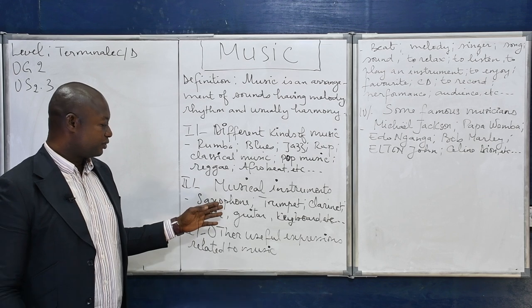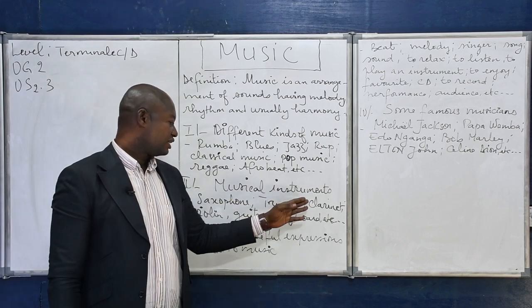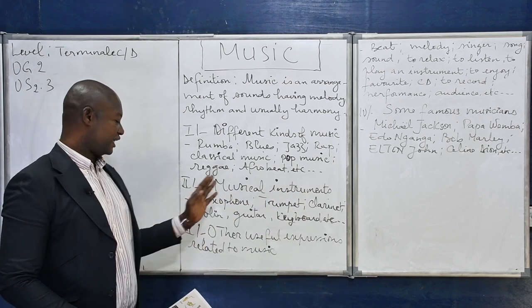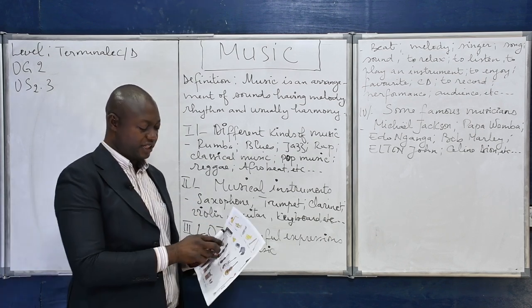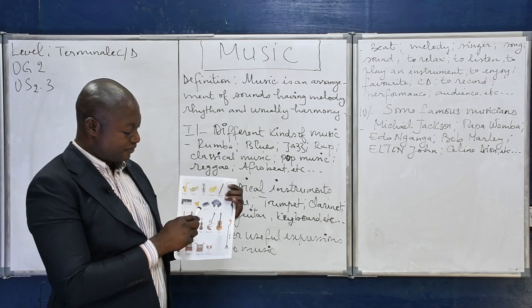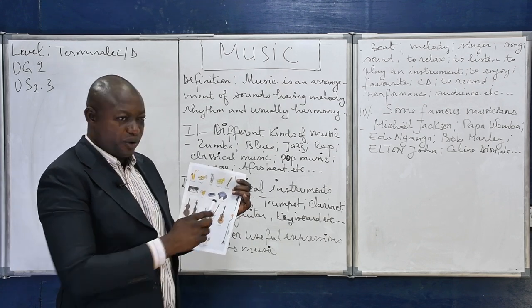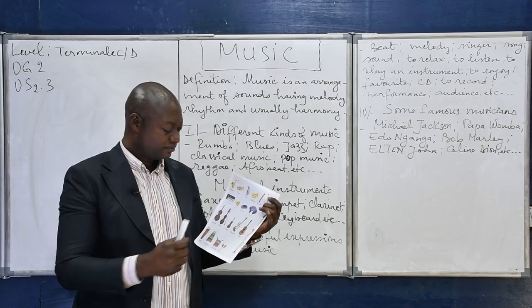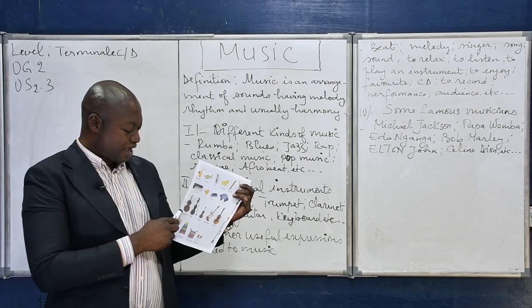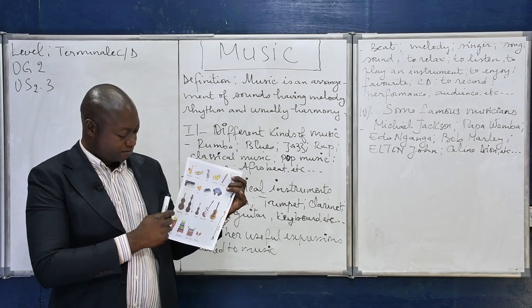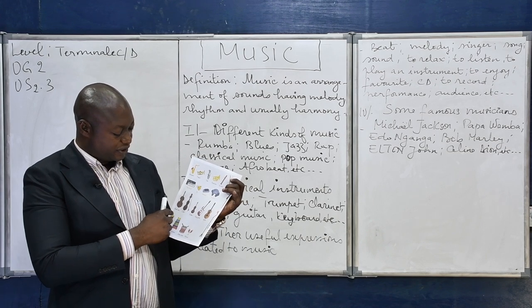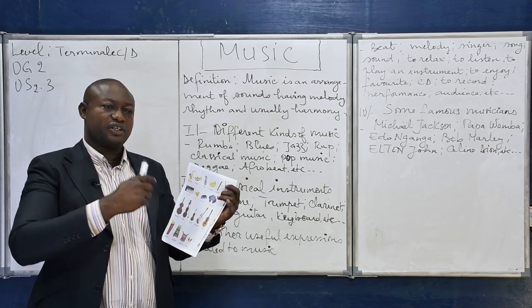We have saxophone, trumpet, clarinet, violin, guitar, keyboard, and we can have harmonica, for example. We have harmonica, accordion. We have double bass. It's very often used in an orchestra.